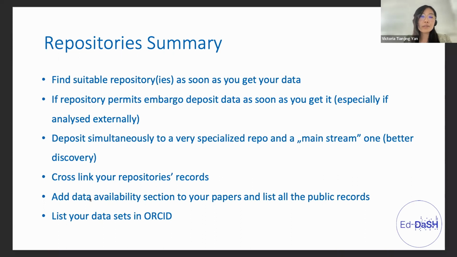Yeah, so this is interesting because on the slide, there's a point about adding a data availability section to your papers and listing all the public records and the data links. Of course, this is important. This is all enabled to be more findable if your paper is also open access. If it's a closed access paper, then your links to your data are essentially not findable. And one recommendation here is to list your data sets in ORCID. It's possible to claim and add data sets onto your ORCID to make them even more findable and accessible.